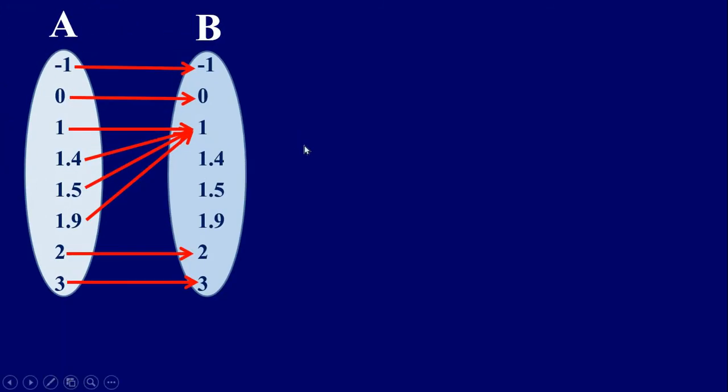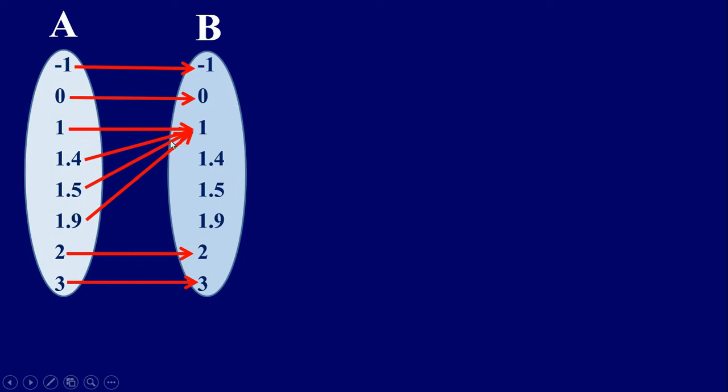Now we see the diagrammatic representation of this function. Here the greatest integer function of minus 1 is minus 1. The greatest integer function of 0 is 0. Of 1 is 1. Of 1.4 is 1. Of 1.5 is also 1. Of 1.9 is also 1. Of 2 is 2. And of 3 is 3.